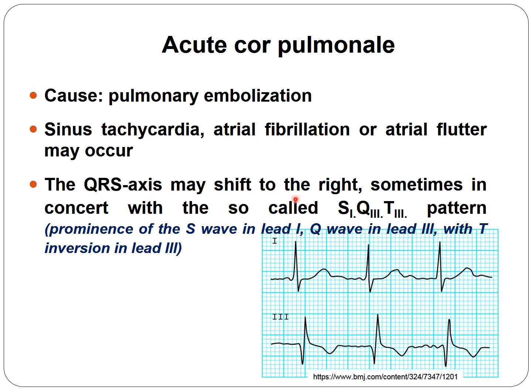The QRS axis may shift to the right, sometimes in concert with the so-called S1 Q3 T3 pattern. This can be seen in about 20% of the cases. We have a prominent S wave in lead 1 and a Q wave in lead 3 associated with a negative T wave.